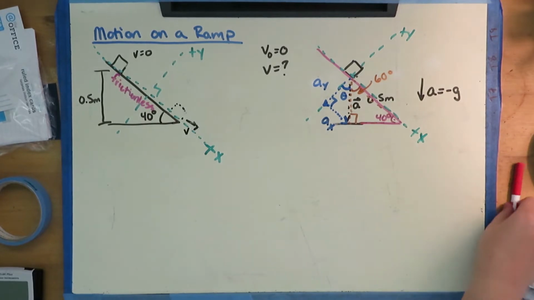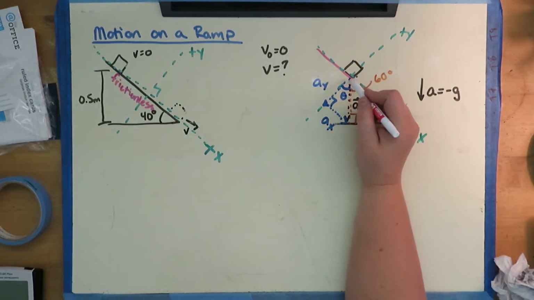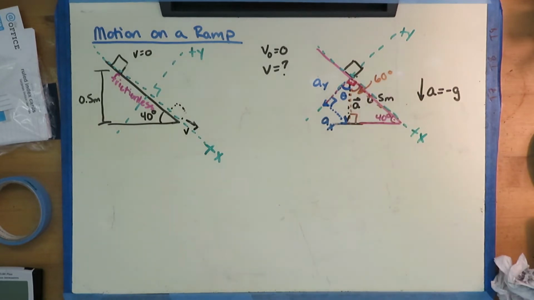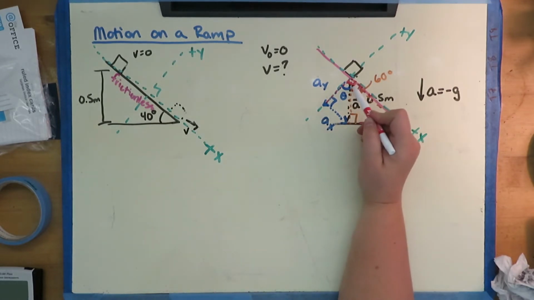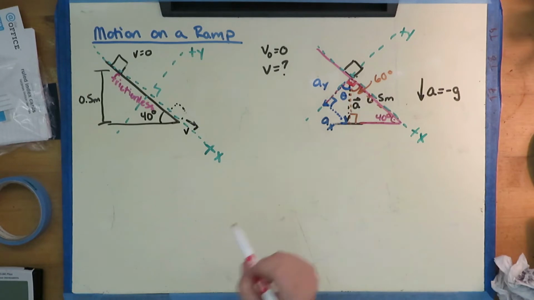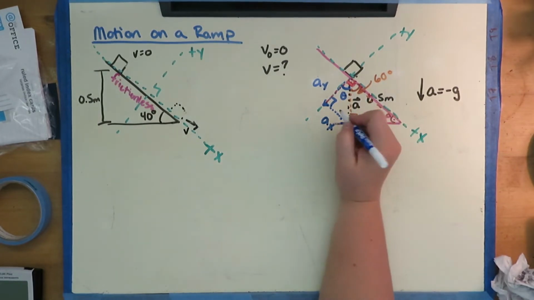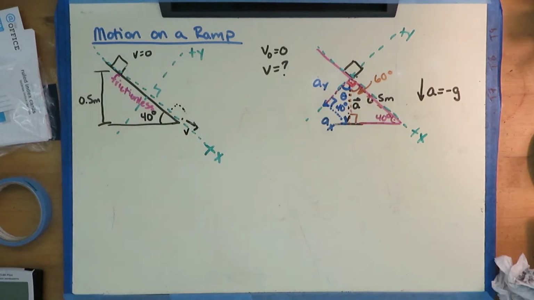Well, I also have a 90-degree angle between my x and y axes. That 90-degree angle is made up of this orange 60 degrees and this unknown blue theta. Because that's 90 degrees, my theta here has to be 90 minus 60, which is just 40 degrees. So if I know the angle of my ramp, I know the angle between AX and AY. And then I can find AX.